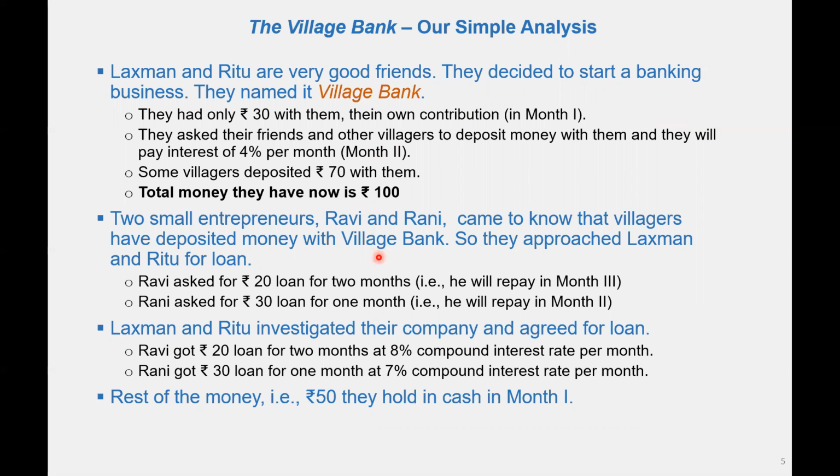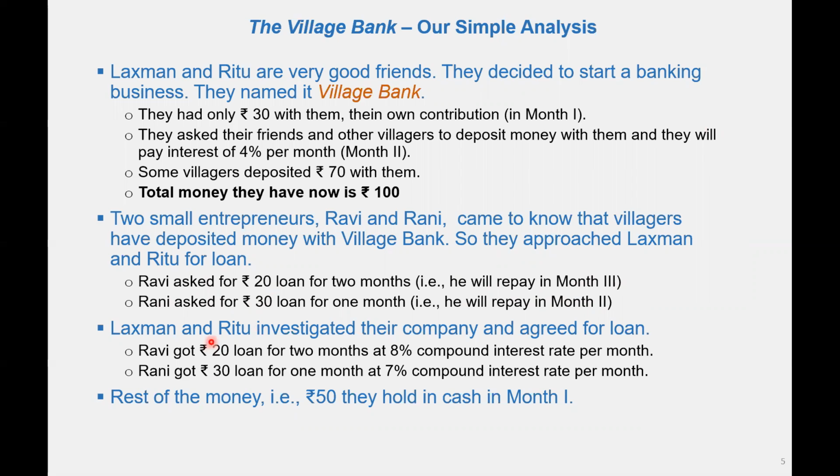So what happened then? In that village, there are another two entrepreneurs, Rabi and Rani. They came to know that the villagers have deposited money with this village bank. So they approached. Rabi said that he needs a loan of 20 rupees, and he will pay in the third month. And Rani said that she needs 30 rupees and she will pay in the second month.